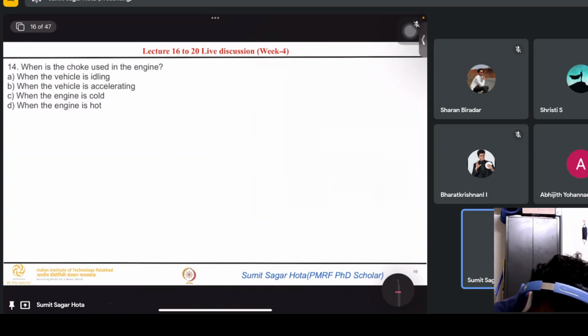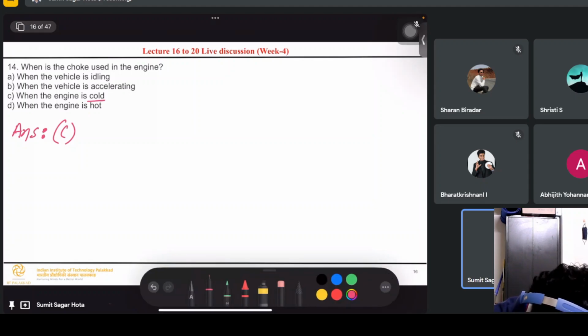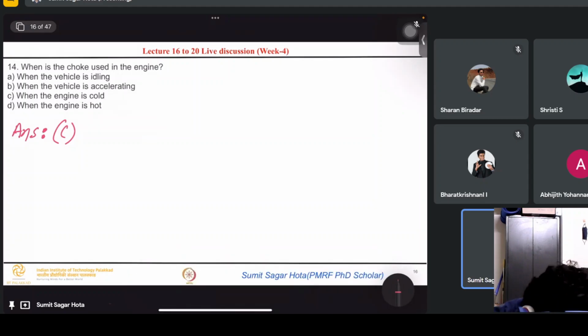weathers, when there is some rain, or some winter seasons. That time these problems are there. When the temperature is less than maybe 20-25 degrees, these problems are common. So now here you just get to know only one option, having cold. So if you know when choke is used, your answer is correct. The answer is cold.